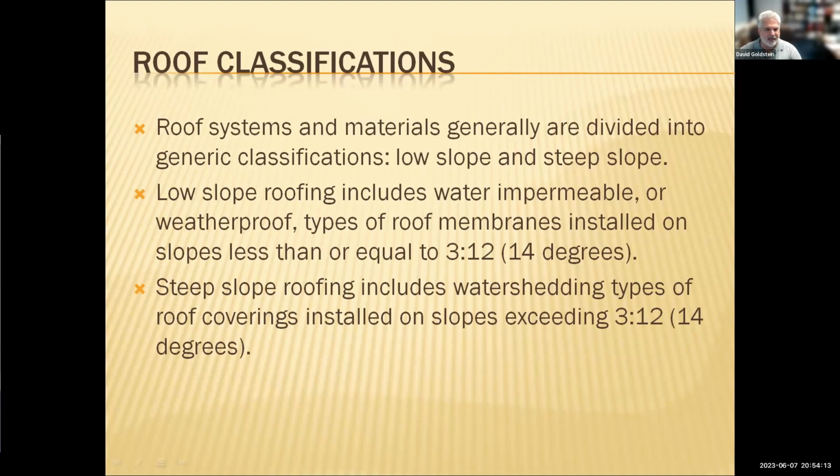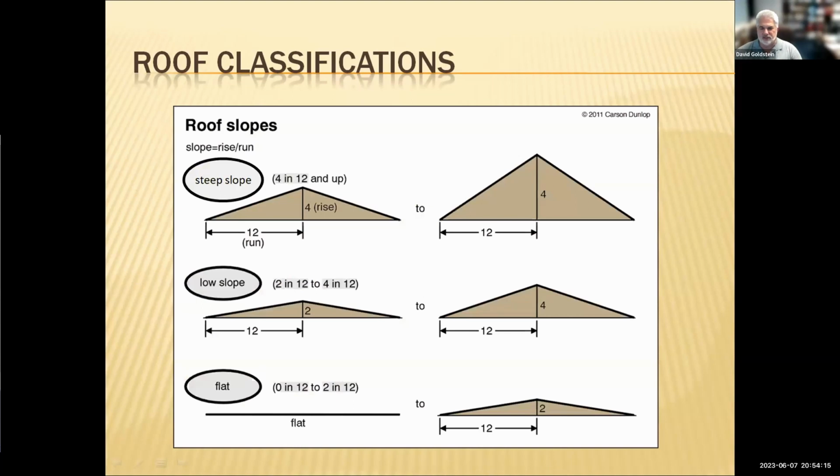So I'll show you that in a different way. Looks like this. Very, very simple. Anything that is over 3 in 12, in other words, 4 and up, 4 in 12 and up, is steep slope. 2 in 12 to upwards of 4 in 12 is considered low slope. Anything below that is considered flat.